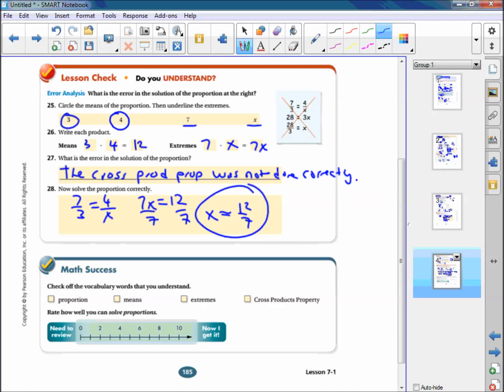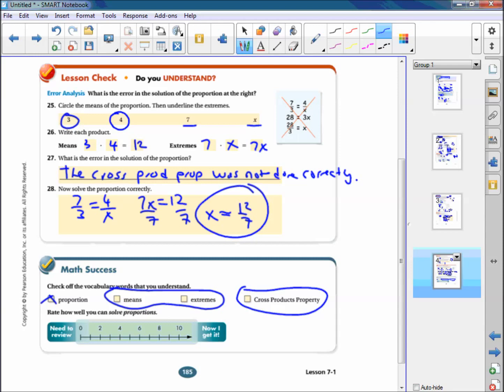Okay, you can make it a mixed number, or you can find the repeating part in that decimal if you feel like it. All right, so check off the vocabulary words you understand. Proportion, I hope you got that down in Algebra 1. Means and extremes are probably new words for you, but they're not hard. Just remember the extremes is the top left times the bottom right when in your cross product. And the cross product property, I'm sure you've used a lot.